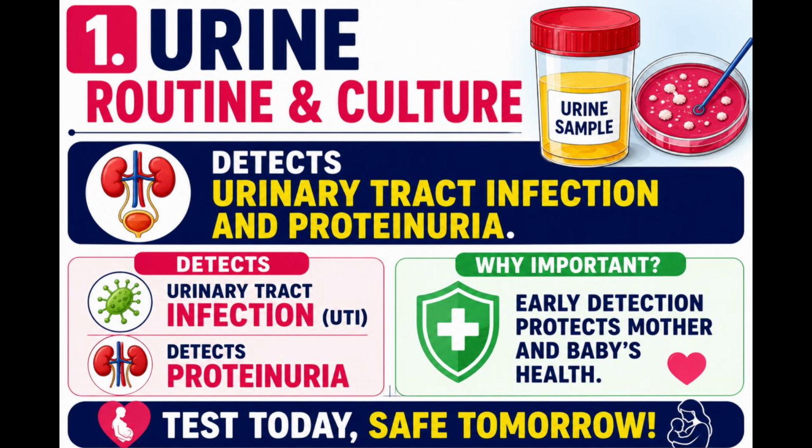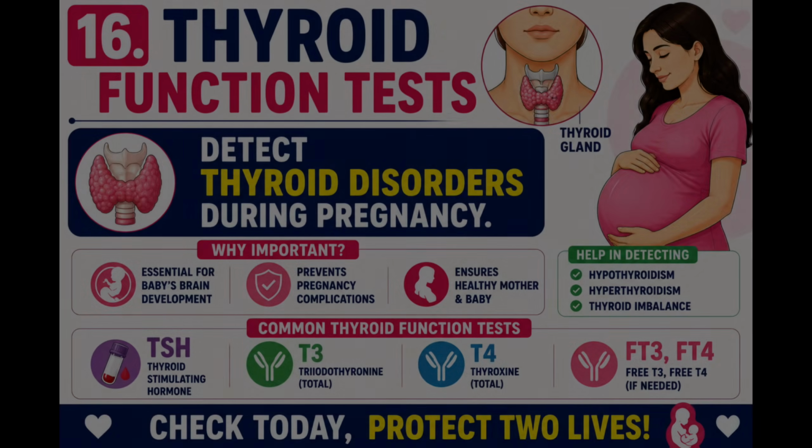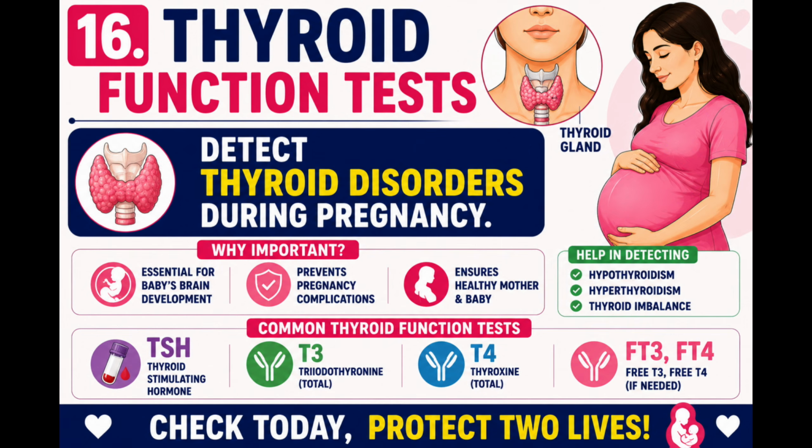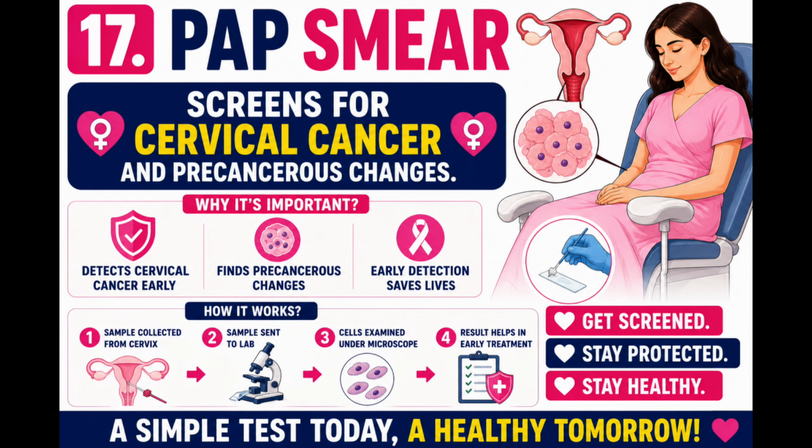It detects urinary tract infection and proteinuria. Next is TORCH profile. It screens for congenital infections affecting pregnancies. Next one is thyroid function test. It detects thyroid disorder during pregnancy. Next is pap smear. It screens for cervical cancer and precancerous changes.